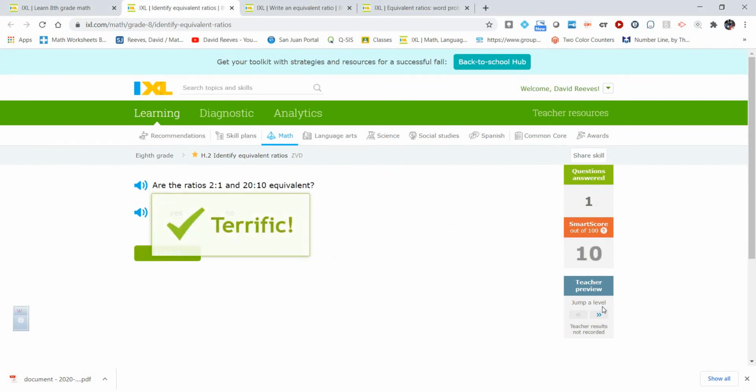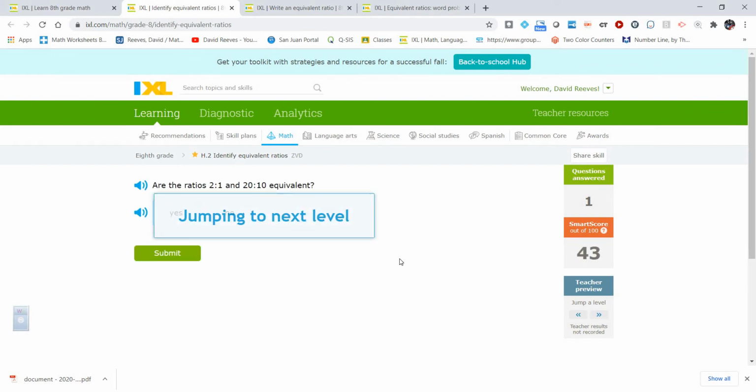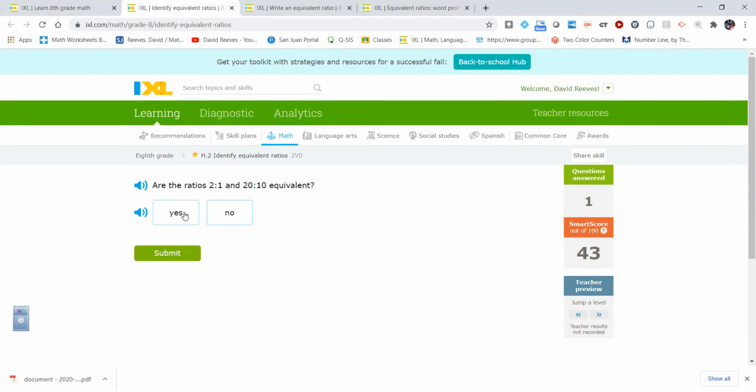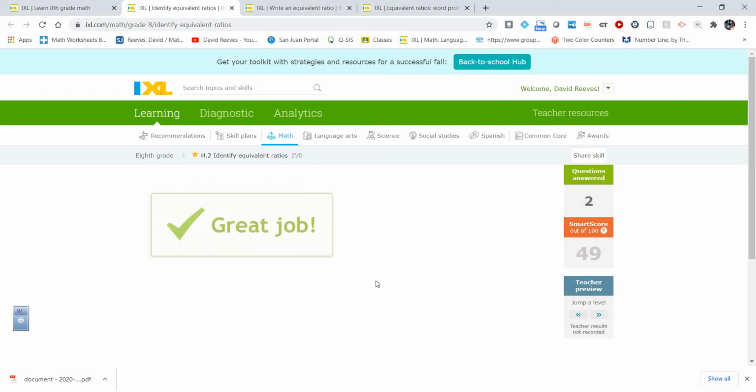All right, let me skip up to the next level. Again, it's not any more difficult. Right here, you can see that 2 times 10 is 20, so this one is simply 10 of those. If I did a ratio of 2 to 1 and did 10 rows, I would get that one. So that one is yes.